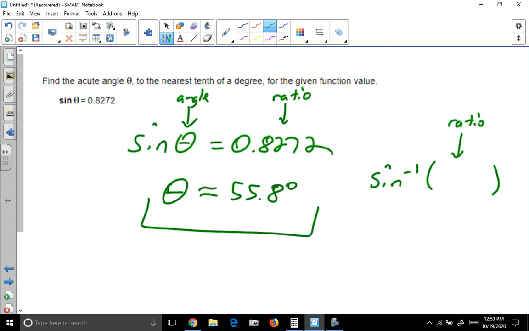So I would try to type that into my calculator and see if I get that. The biggest thing is our angle has to be in degree mode, not in radians.